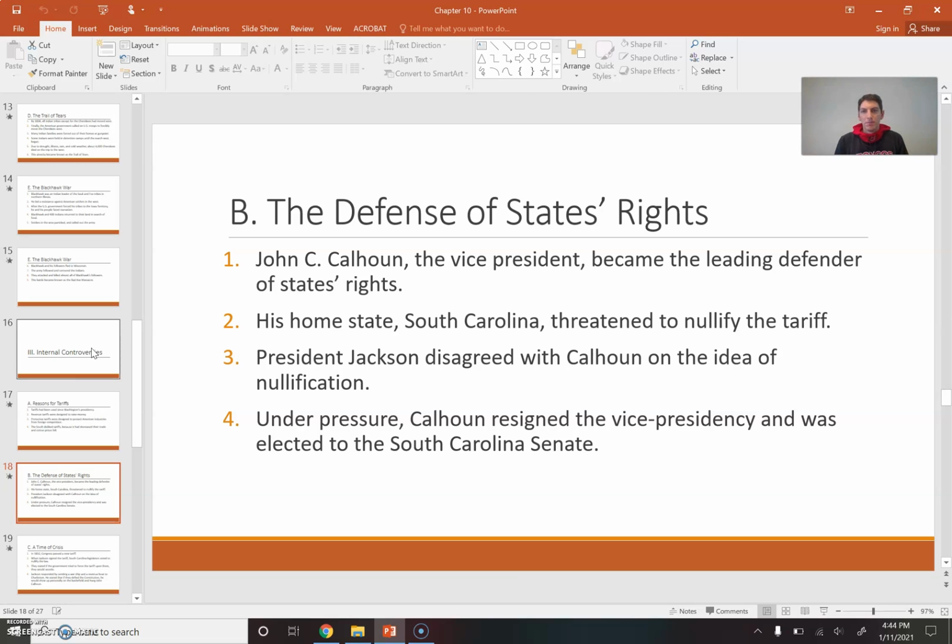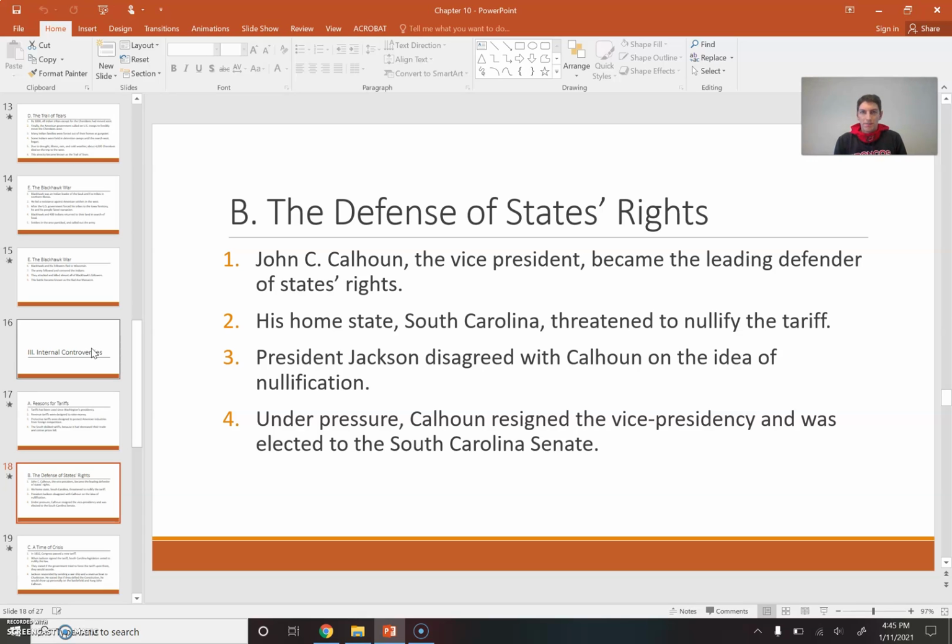Now, John C. Calhoun, he was the vice president to Andrew Jackson. He became the leading defender of states' rights, which means, by default, he was a big supporter of nullification. Now, his home state, South Carolina, threatened to nullify a tariff that was put into place by Jackson's administration. Now, President Jackson disagreed with Calhoun on the idea of nullification. And of course, he disagreed with it because he was the president. If you're the president of the United States, you sign a bill into law. It is your job to enforce the law. And so when a state says we're not going to follow it because we don't like it, that is direct insubordination. And so Jackson, because of his position, does not like nullification.